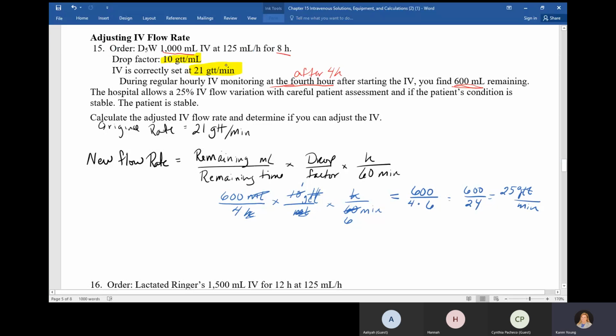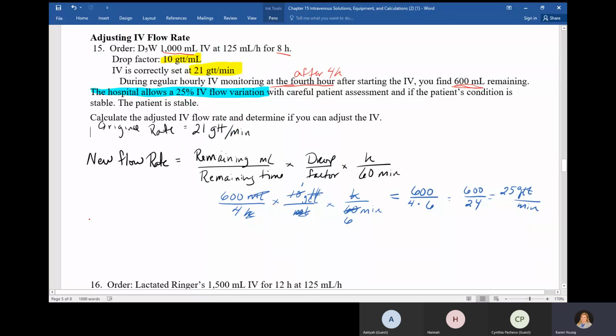In hospitals, they allow only so much of a variation. So this hospital allows a 25% IV flow variation. I don't know if that's all hospitals or if it's just certain hospitals, but for this hospital, which is our class, it's going to be a 25% IV flow rate. That's standard. I'm not going to change it to something else. Our patients will always be stable. So, if you're allowed, you can adjust the flow rate.